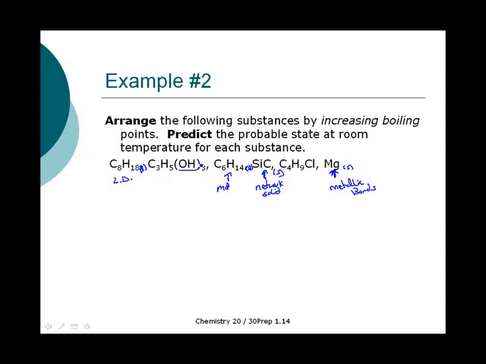Here I see a compound that has hydroxyl groups. And as soon as you see hydroxyl groups, especially because there's an odd number of them, what you're going to see is this has London dispersion, but it's also going to have H bonding. And because it has 3 of these groups, it can have lots of H bonding.